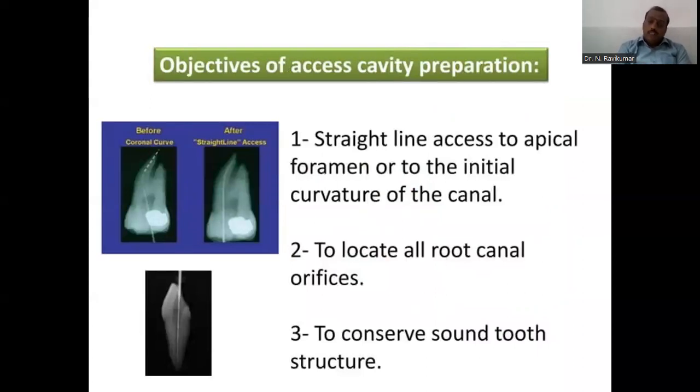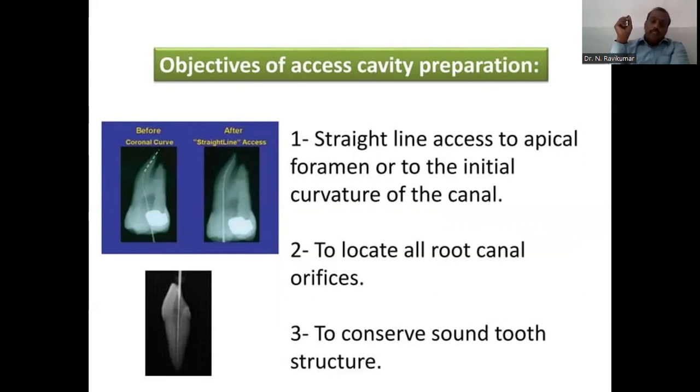What are the various objectives of access cavity preparation? One is going for a straight line axis. How will you get a straight line axis? Straight line axis is when you place the instrument, it goes smoothly without any hindrance. You have to do the access cavity preparation starting from the occlusal table towards the apical portion, up to the minor diameter. In case the tooth is curved, your instrument should reach from the orifice towards the curvature area. This is the straight line axis.